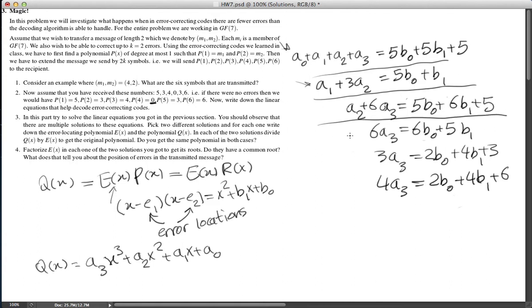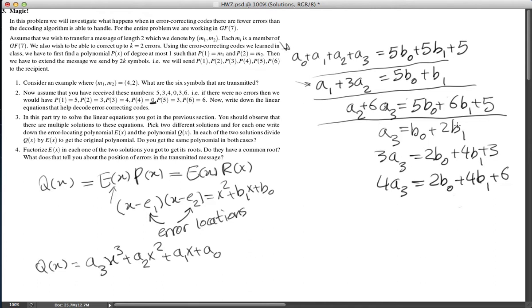Now we have to go to the next variable in the next equation. So in this equation we have a3. We just have to normalize, which means dividing by 6, which is the same thing as multiplying by the multiplicative inverse of 6, which happens to be itself, 6. Okay, so if we do that, this 6 disappears. So we get a3 on this side of the equation. On the other side, we're going to get b0 plus 2b1. Alright, so far so good.